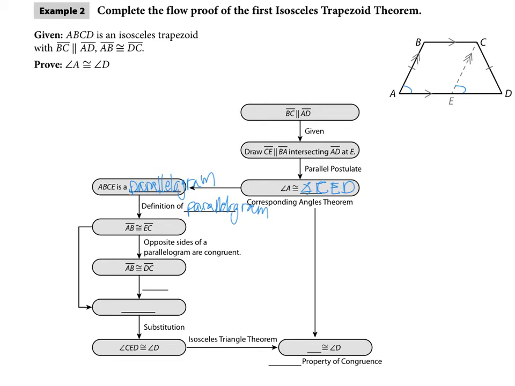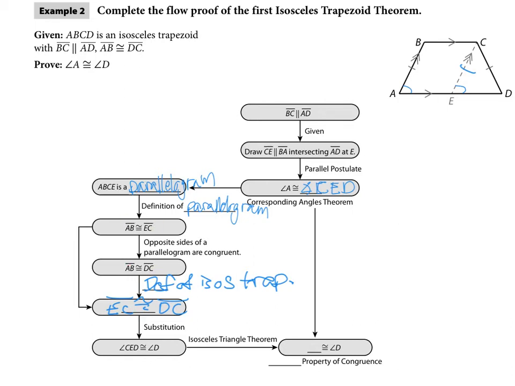Then AB is congruent to DC because we were told that it is an isosceles trapezoid. So there's the definition of isosceles trapezoid. And then as soon as we know that, side EC and side DC are congruent by substitution. And again, that's substitution because they're both equal to AB, so they're equal to each other.